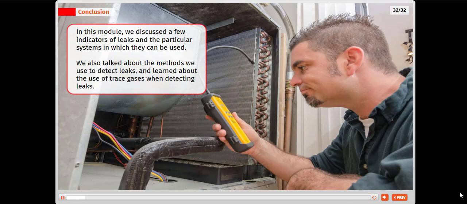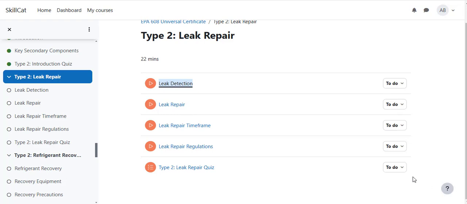In this module, we discussed a few indicators of leaks and the particular systems in which they can be used. We also talked about the methods we use to detect leaks, and learned about the use of trace gases when detecting leaks. Okay, so we are in type 2 leak repair. We finished leak detection and let's go to leak repair. The next module.